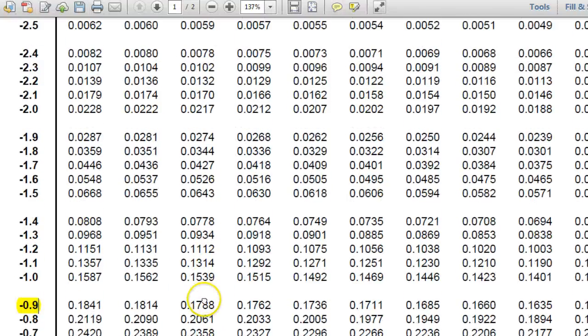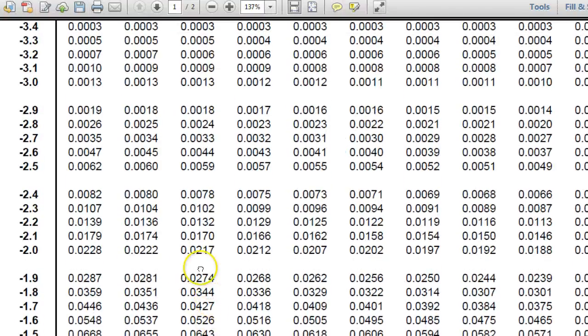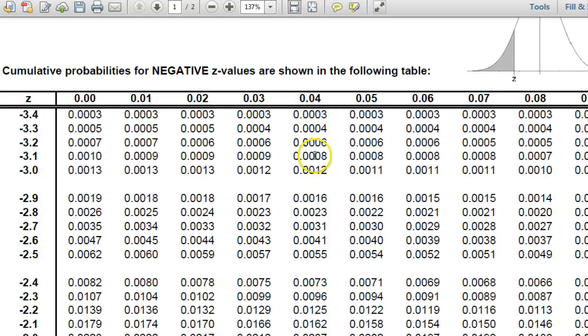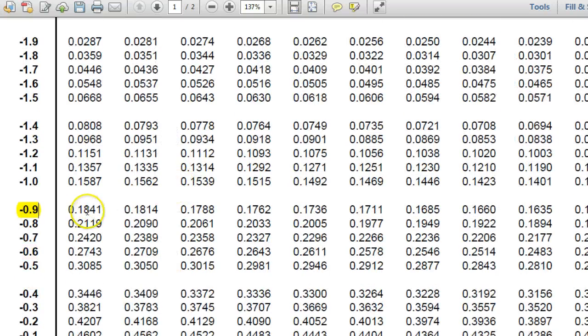I don't know if I can see this at the top or not. It's way up here. So here's the 4 column. Notice that the first column is 0, so this is 0, 1, 2, 3, 4. So this is the number I want. As a percentage, this is 17.36%.